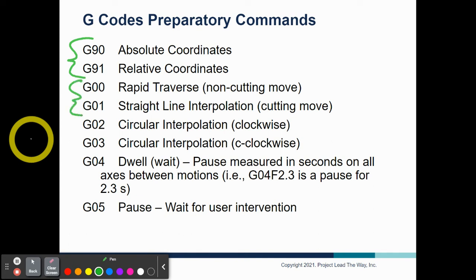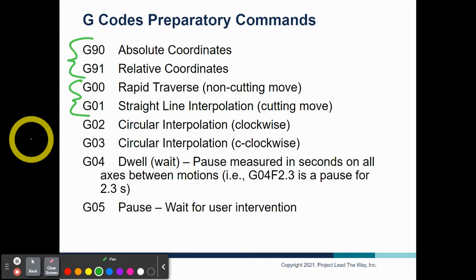G00 and G01 are going to be grouped together because you can usually only use one or the other. G00 is going to be your non-cutting moves. Like we said, you're going to rapidly move from one point to another, usually trying to save time. And then G01 is going to be what they call straight line interpolation, or like I said, a feed move. It's where you're going to actually do your cutting.